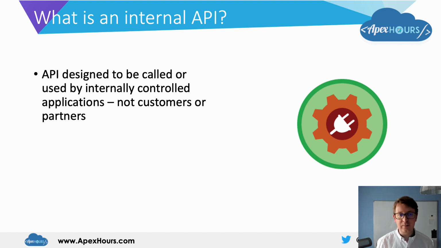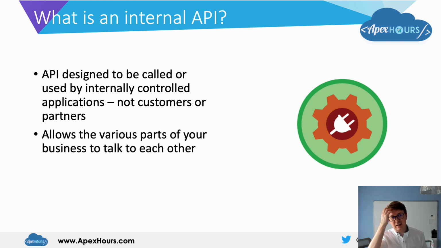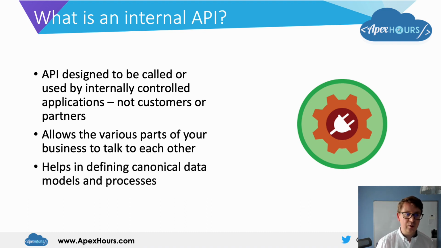Amazon similarly have lots of APIs that are available for getting book information or book recommendations. But they also have a bunch of internal APIs that are not available to any customers or partners to use, for things like billing and invoicing and user management. What these internal APIs do is they allow the various parts of your business to talk to each other and work together. And what they can help you do is define canonical data models and processes.